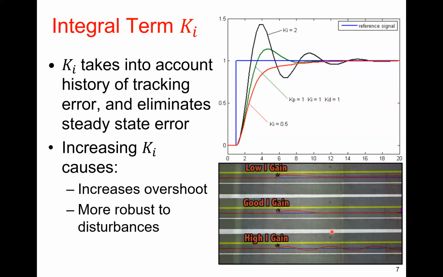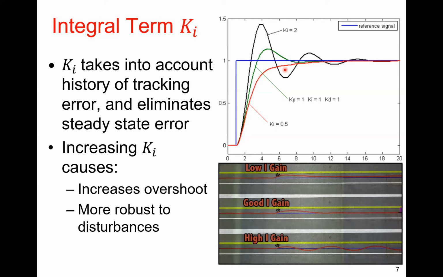takes into account the history of tracking error and eliminates a steady state error. So with the integral term, Ki equals 0.5 is the red line, 1 is the green line, and 2 is the black line. So increasing Ki causes increased overshoot, but also more robustness to disturbances.